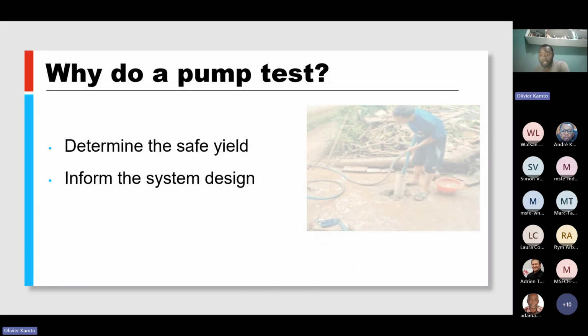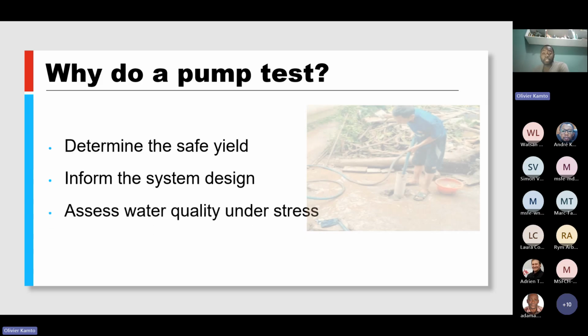Secondly, also, again, as Adil mentioned a while ago, it's to help us inform on the system design. And by the system design, I'm talking here of designing the pump that we may eventually need to install into our borehole. Especially the pump, it comes with the total dynamic height and these other parameters that have to be estimated before we know what we have to put into the borehole.